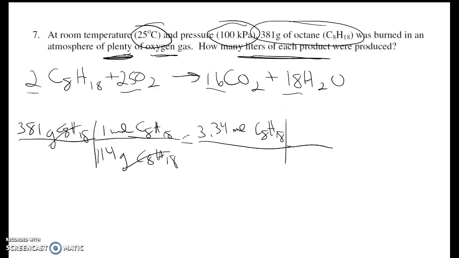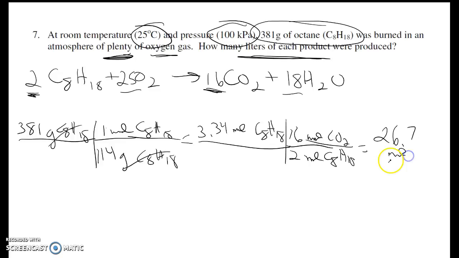Now I want to get the moles of each product. So again, I go to my mole ratios, 2 moles of octane for 16 moles of carbon dioxide. So 3.34 times 16 divided by 2 gives us 26.7 moles of carbon dioxide.